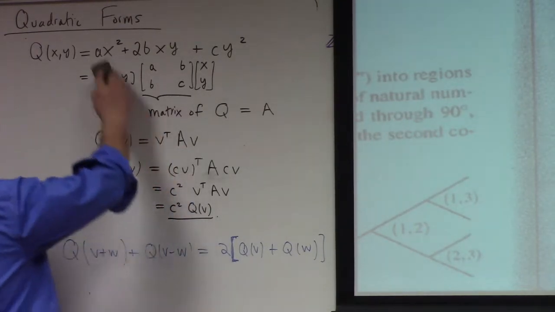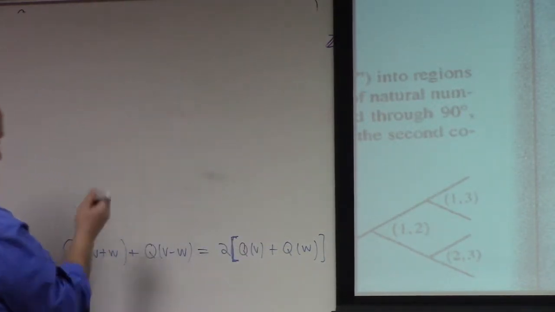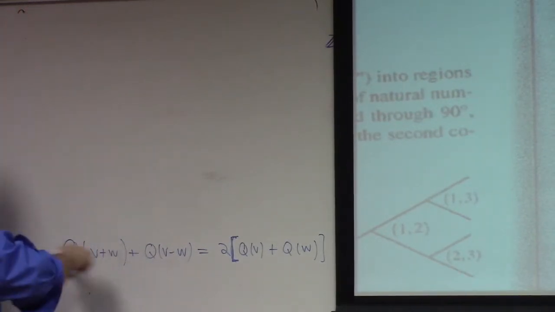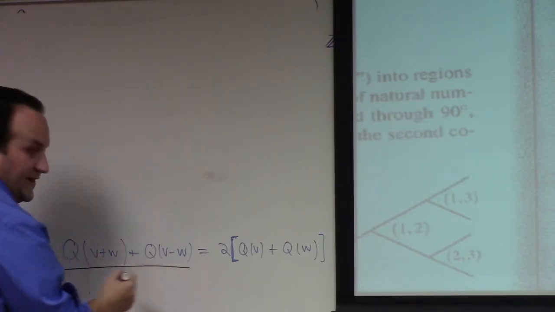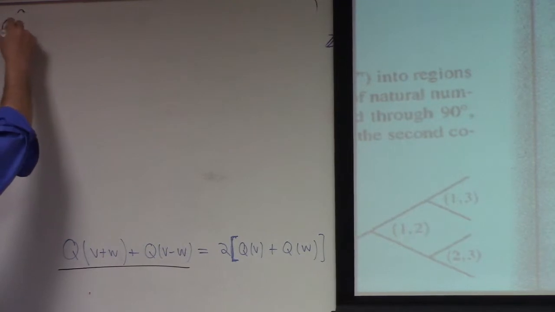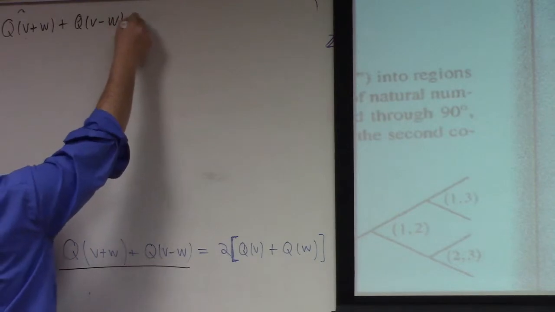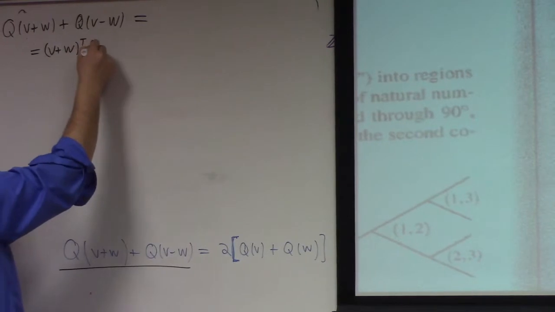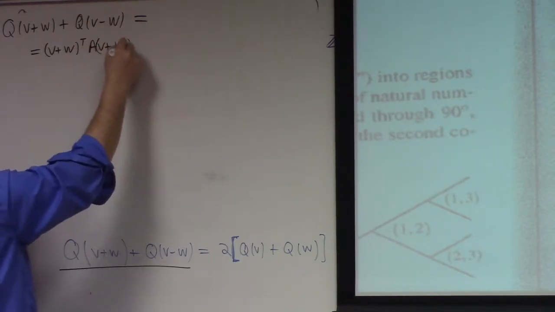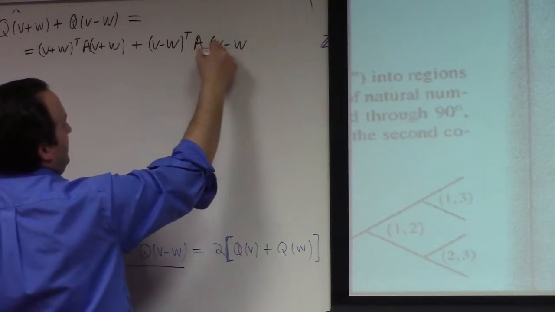So let's see here. Which side do you guys want to start with? This looks like the harder side. I'm going to start with that side. So Q of V plus W plus Q of V minus W. We'll trade that for a statement about matrix multiplication. That's V plus W transpose times A times V plus W, parentheses, plus V minus W transpose A times V minus W, where A is the matrix of Q.